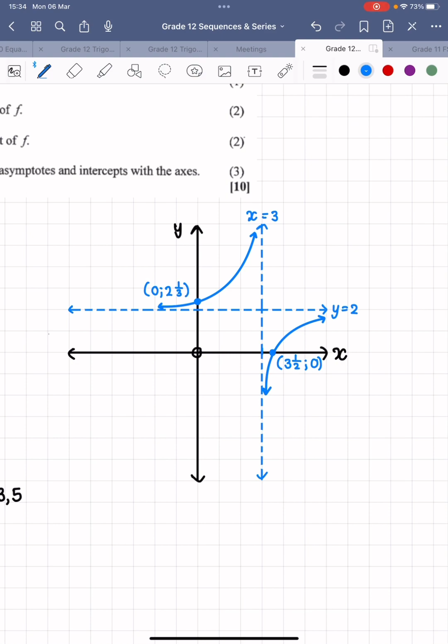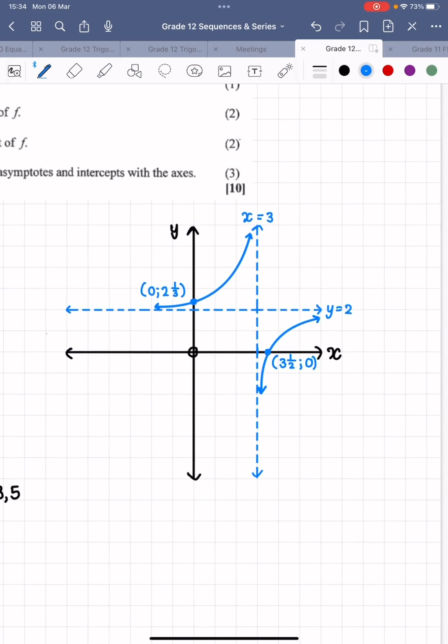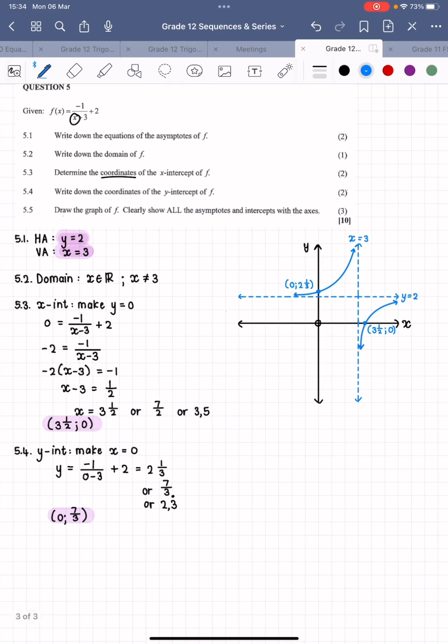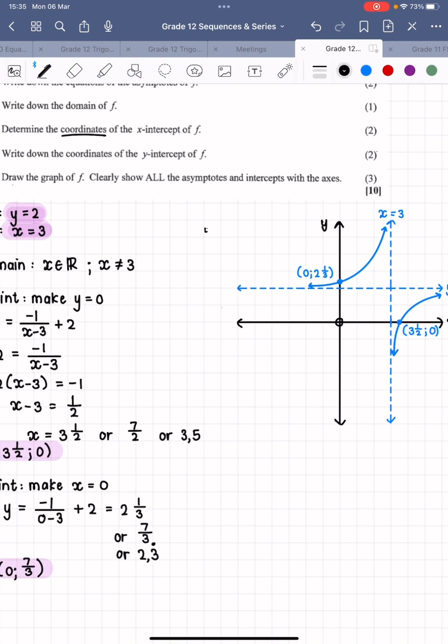In this case, since we have 1 point on each of the 2 sections of the hyperbola, we don't actually have to calculate any other points. So that is it. That is the final graph. And let me just put in here that this was question 5.5.